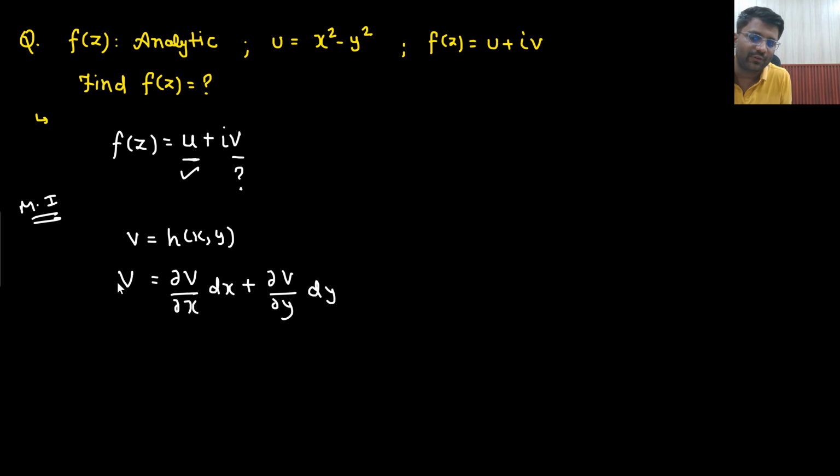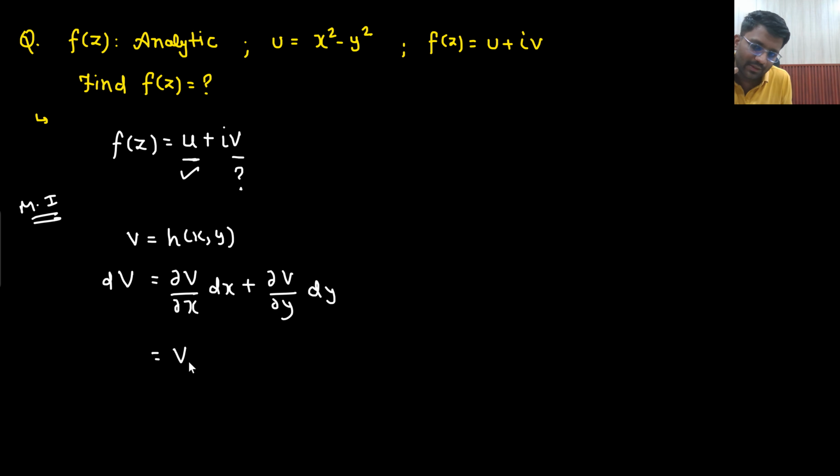This will not be your v, this will be your dv, sorry. And if you need to find out v, then what will you have to do? You will have to integrate. So what will be your dv? Your dv would be partial differentiation of v with respect to x dot dx plus partial differentiation of v with respect to y dot dy. This will be your dv, not v. You will have to integrate if you need to find out v. Understandable? Say yes or no.